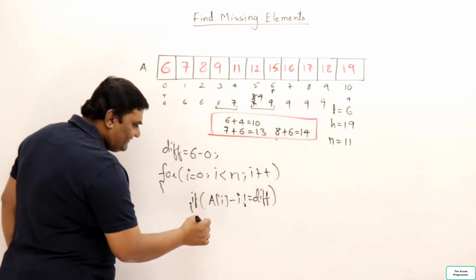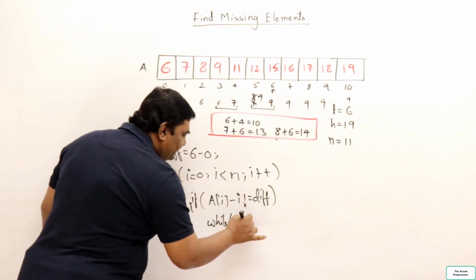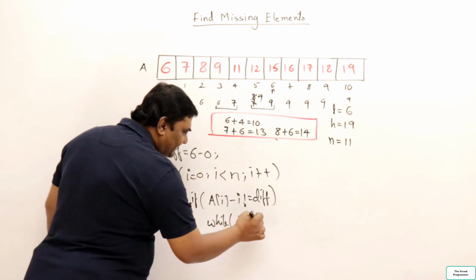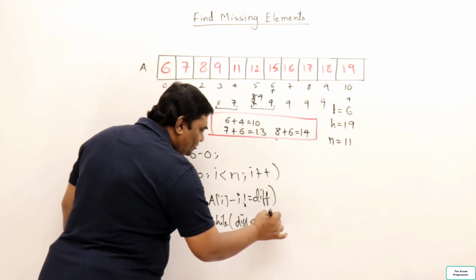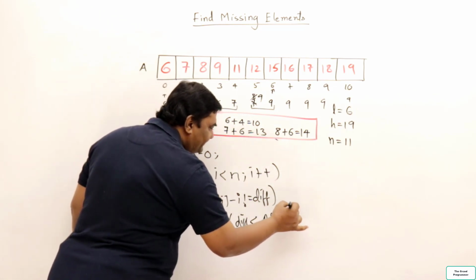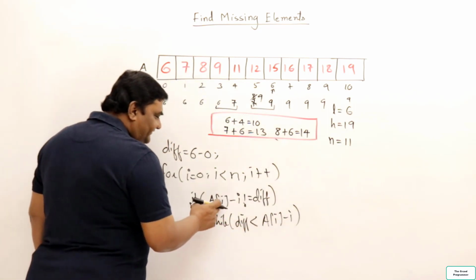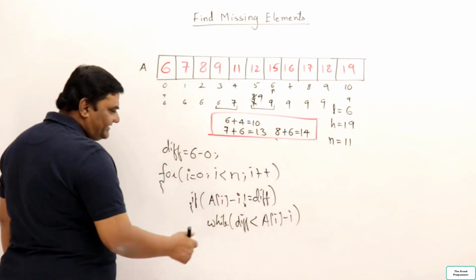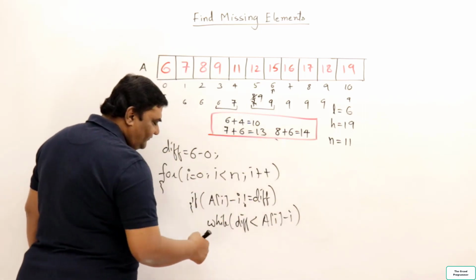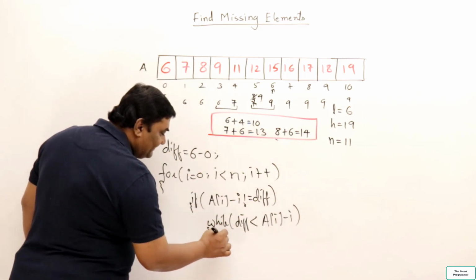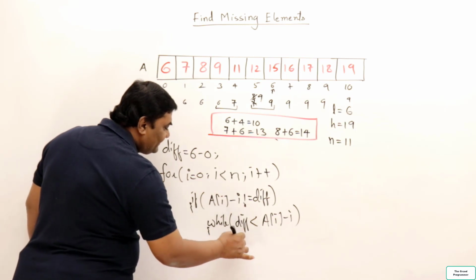So if it is not equal, current difference, right now whatever the difference is less than the new difference a of i minus 1. See, this is the new difference and this is the existing difference right now. And if this new difference is not equal, then the element is missing. So while this is not equal, what I should do? I should print the element. So directly I am printing the element.